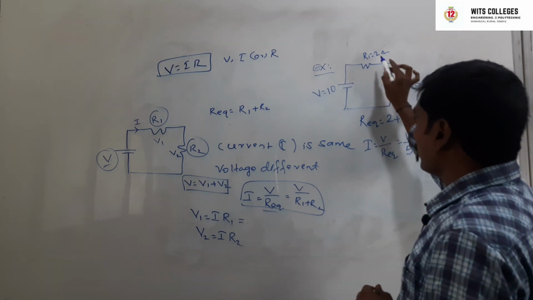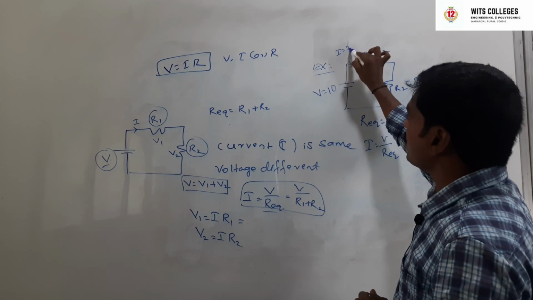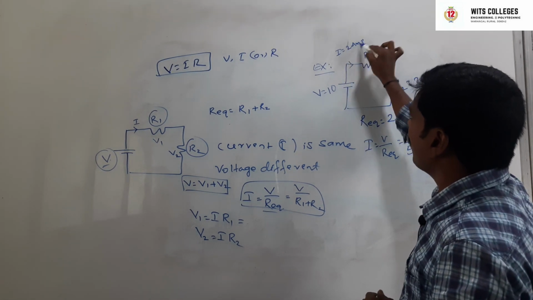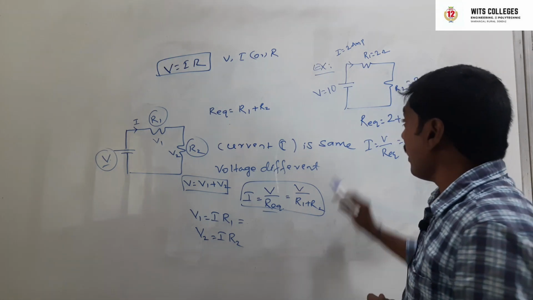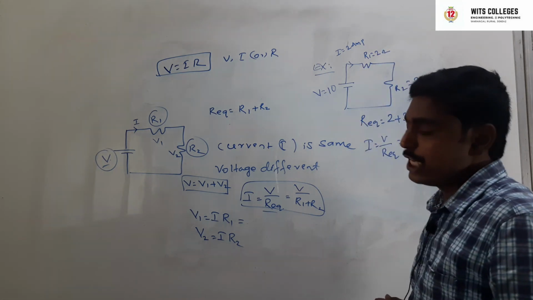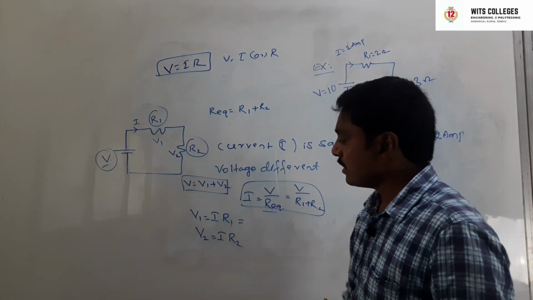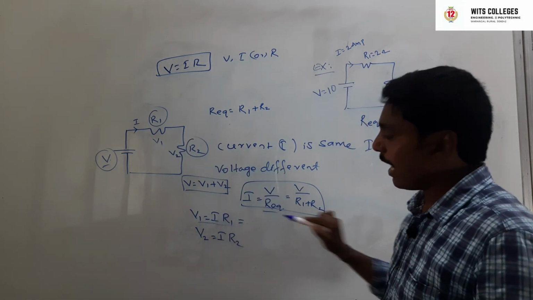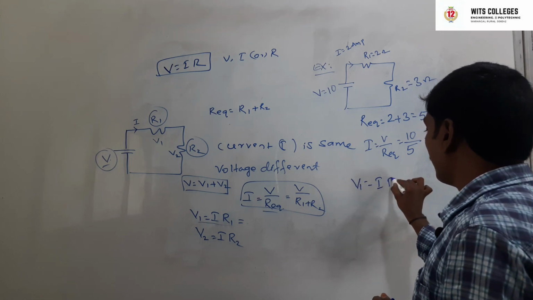And in this circuit, the total current flowing is 2 amperes. Okay? By using this current and resistor, we find the branch voltages in each branch. Here, for this branch we need the voltage, so V1 is equal to I into R1.